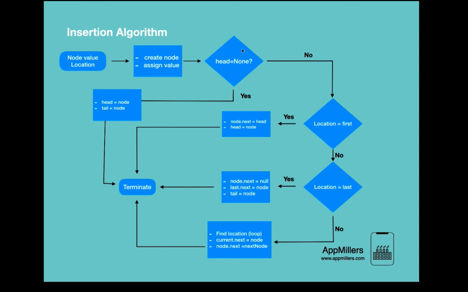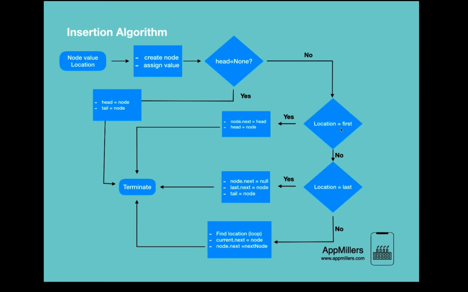Then we are continuing to the next step. In the next step, we are checking if head is equal to null or not. This means that if head is null, we don't have any node in our single linked list, so we are adding our first node to this single linked list by referencing head and tail to this node. But if our head is not null, then we are continuing to the step over here, in which we will check the location parameter. This location parameter comes from here.